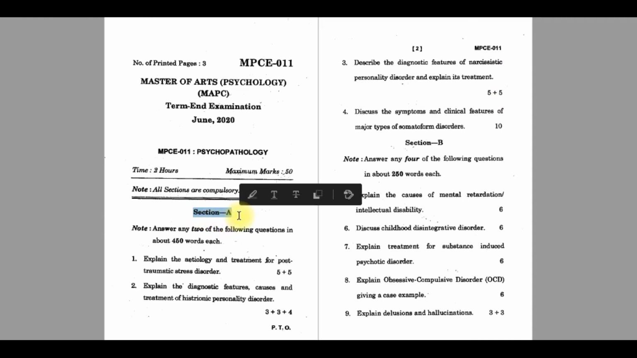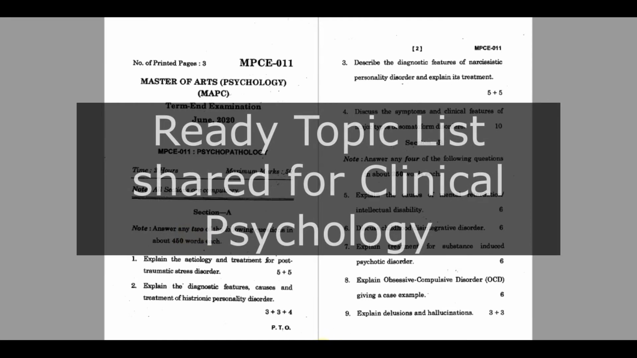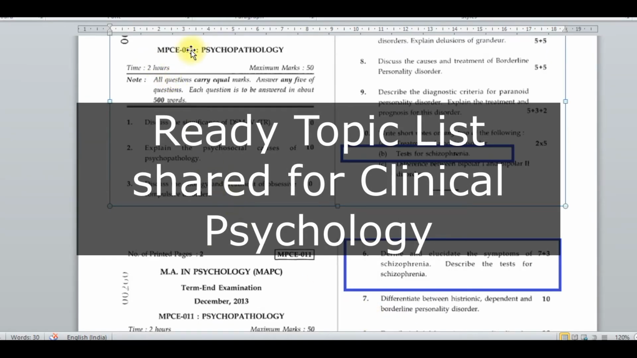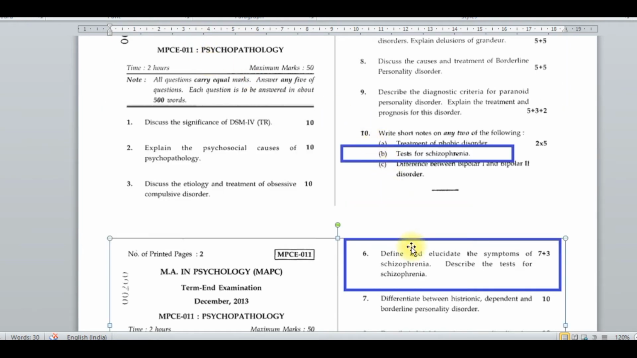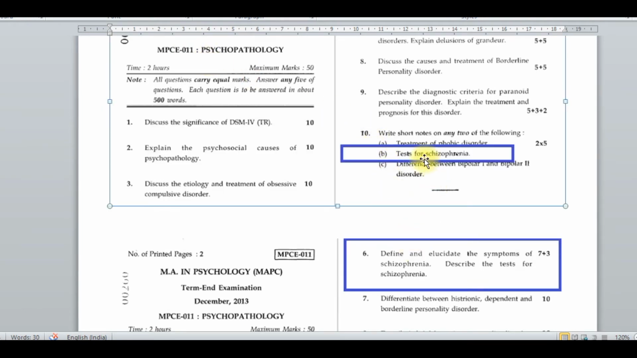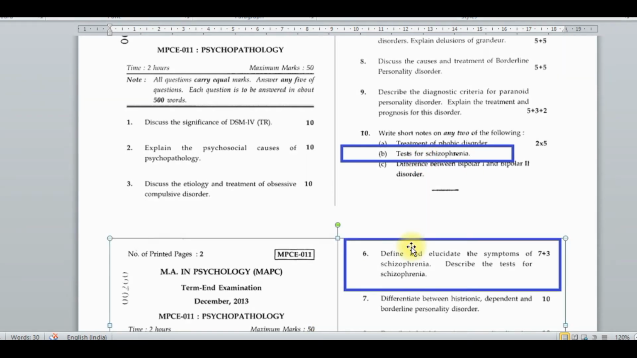Here in section A and B, if you compare, section A is quite predictable because most of the question format is the same. If you study the topics listed in the consolidated topic list, you will cover section A successfully. For example, let's see the MPCE 011 question paper. Look at the format of the questions: the way a section B question is asked in December 2013 and the way a section C question is asked in December 2012. So you can see the division of the topics.